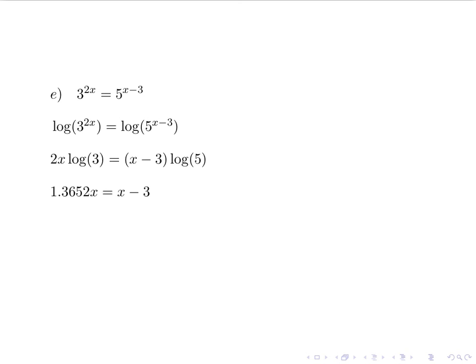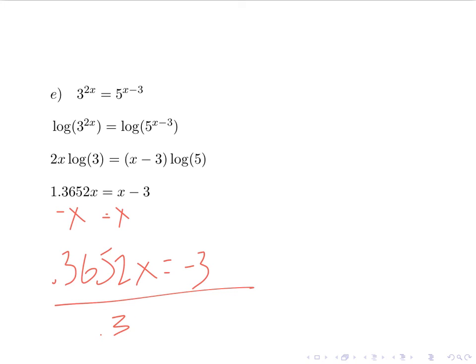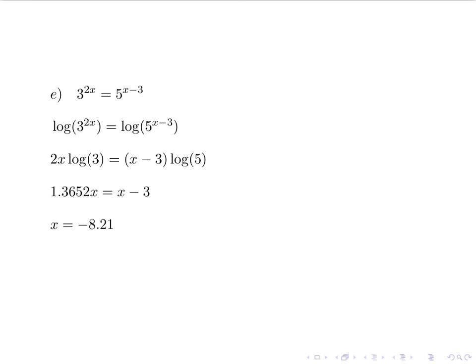1.3652x equals x minus 3. So again, the next step is to subtract x from both sides. So 0.3652x equals negative 3. Divide by my decimal here, my coefficient. And I get that x is negative 8.21. And again, you always want to check your answer, plug it in to both sides. Make sure you're getting roughly the same thing. Again, it is rounded, it won't be exact.